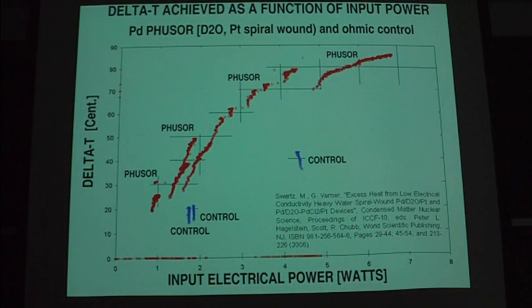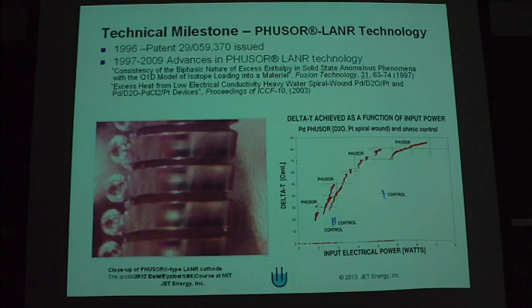Yeah? Palladium is expensive, nickel is cheap, heavy water is expensive, light water is cheap. Does the palladium heavy water system have any advantages over nickel and light? We're going to come to that. It does. It does. But we will come to that. So let me show you a PHUSOR. In fact, I can even show you a picture of it if we're lucky.